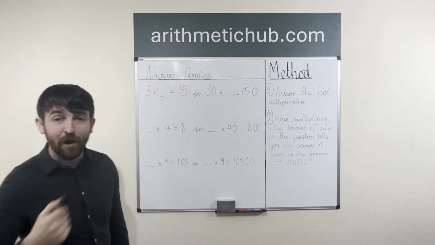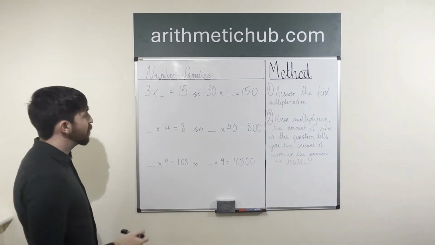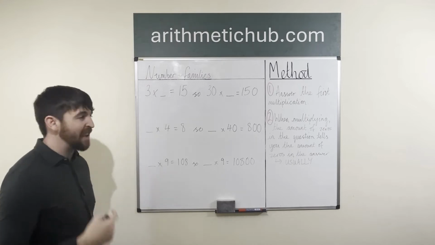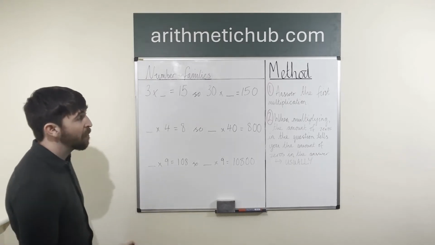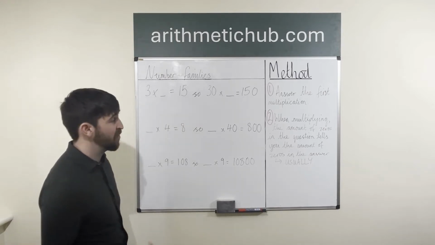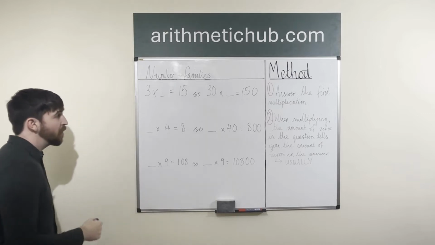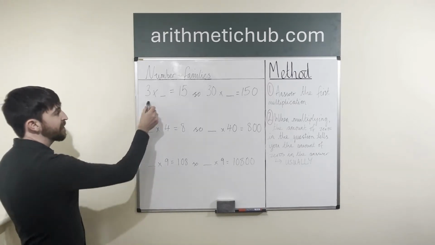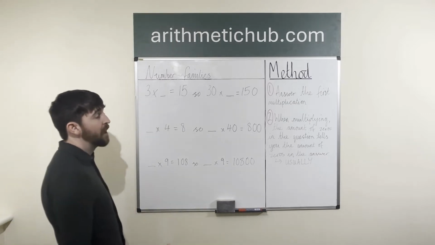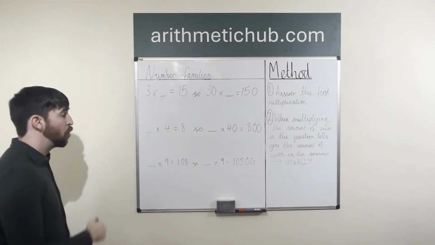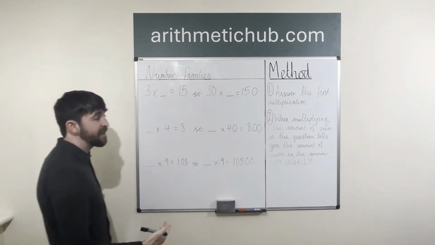Hi everyone, so today we're having a look at number families. These types of questions are a bit of a test of your understanding of your times tables. But actually, the method for these types of questions is quite straightforward once you get used to it, particularly when you're multiplying. These questions ask things like 3 times something is 15, so 30 times something is going to be 150. Or something times 4 is 8, so something times 40 is 800.